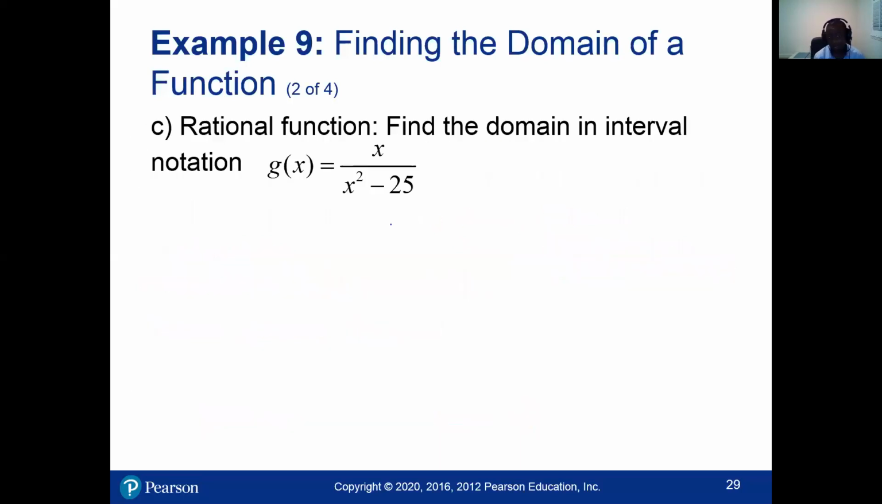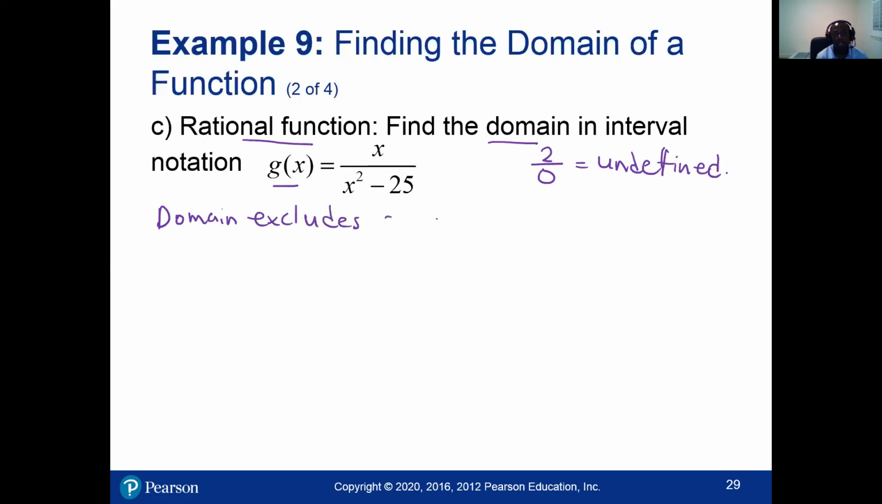So here's a rational function, g of x. Now we notice that if you have something over 0, this is undefined. So you want to make sure that the denominator is not 0. So the domain will exclude all x such that x squared minus 25 is equal to 0.